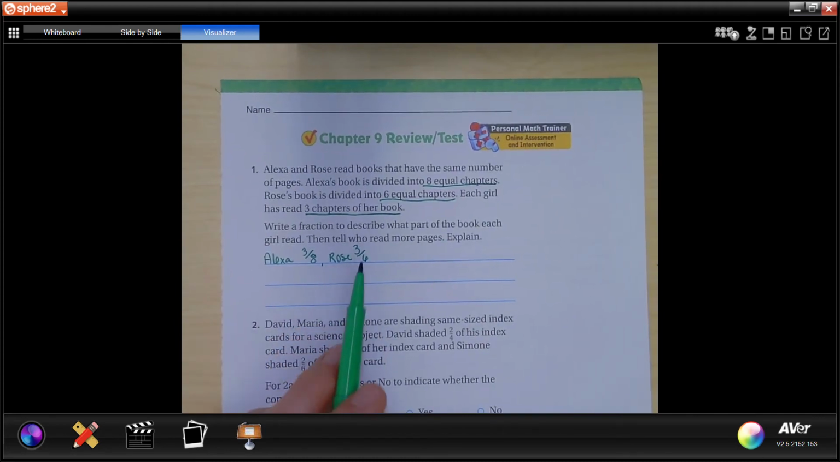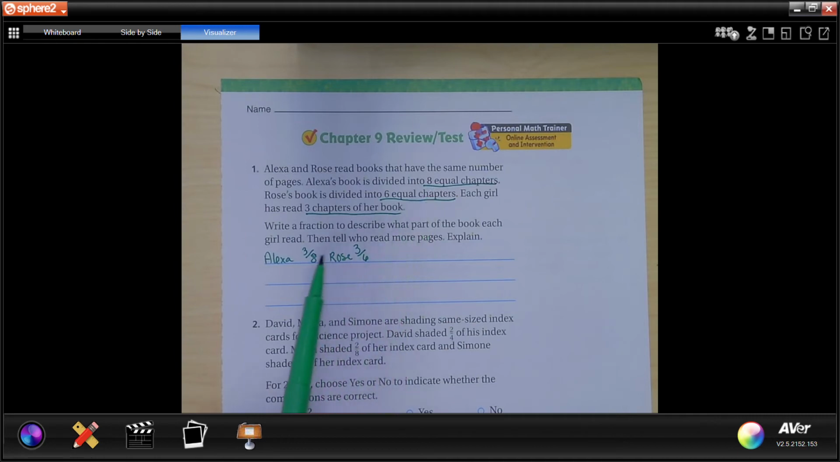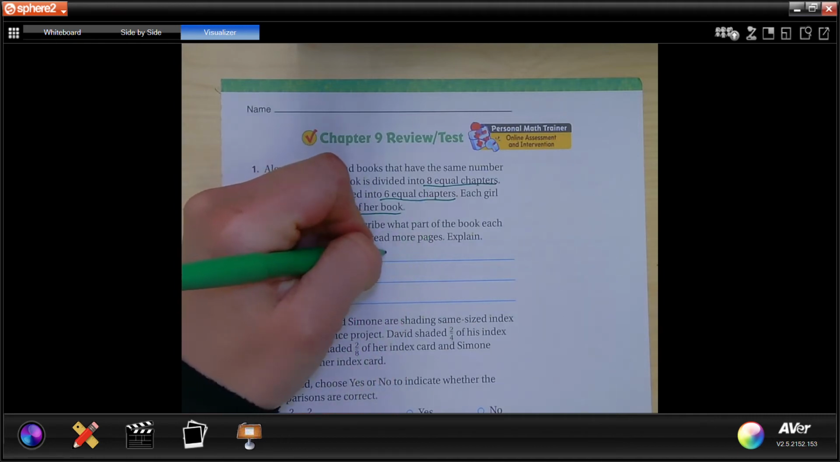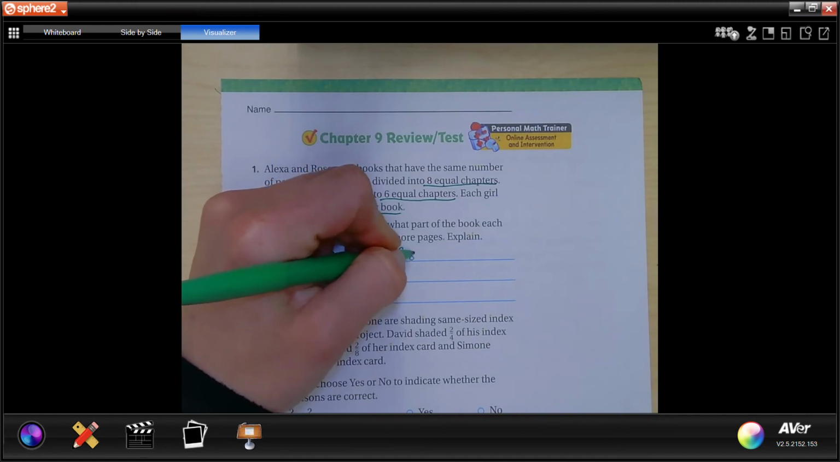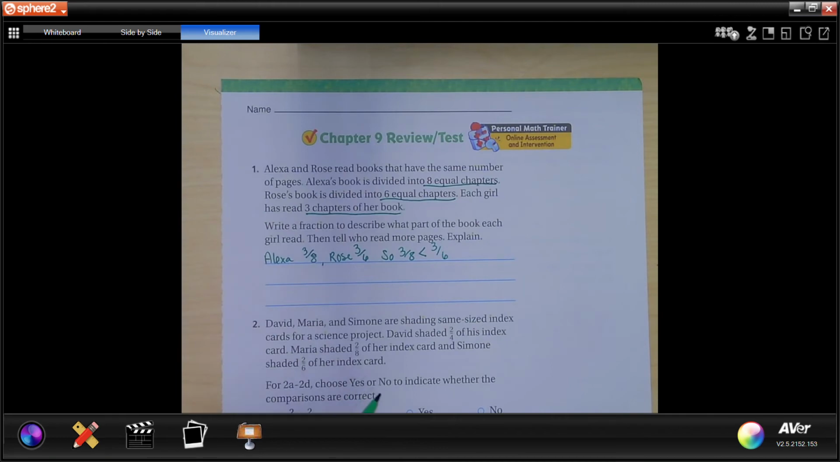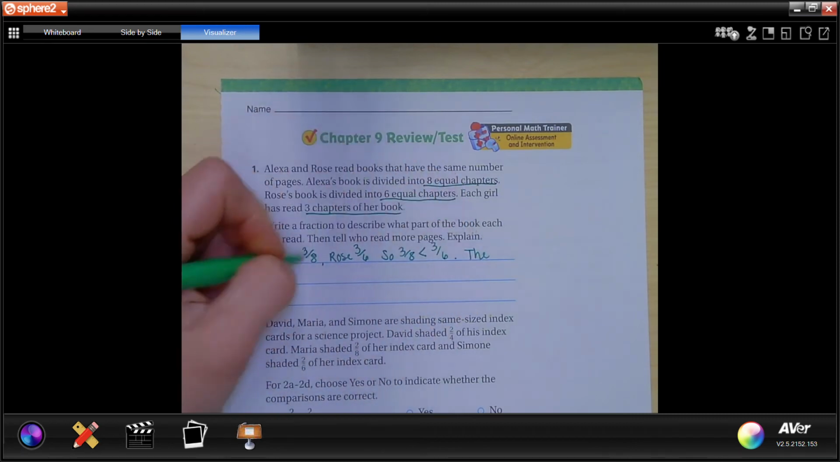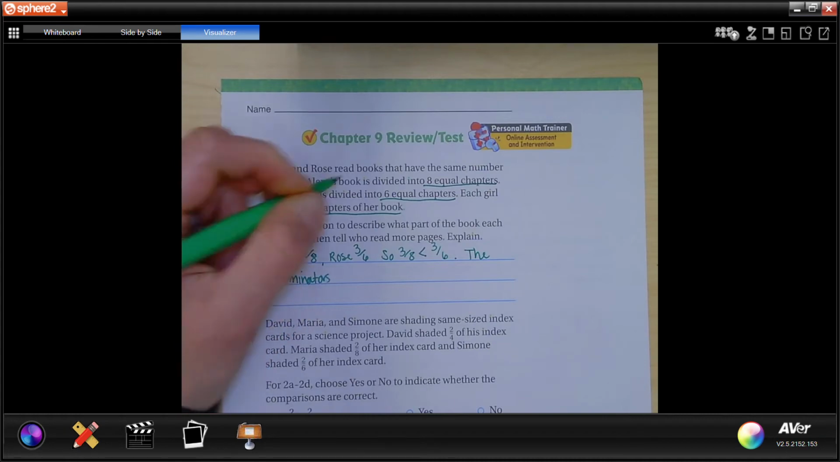So, when a whole unit is cut into more equal parts, they are smaller because there have to be more of them, so it's smaller. So 3/8 is less than 3/6. We know this because the denominators are different.